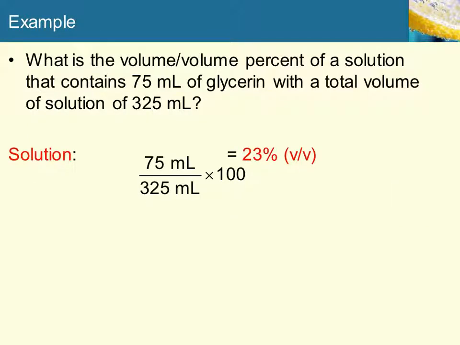So in this sample problem, it's asking what is the volume percent of a solution that contains 75 mL of glycerin with a total volume of the solution of 325 mL. So 75 over 325 times 100. Notice that the total volume of the solution is 325. That's including the 75 mL of glycerin.